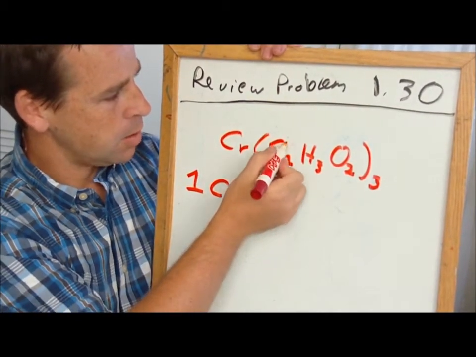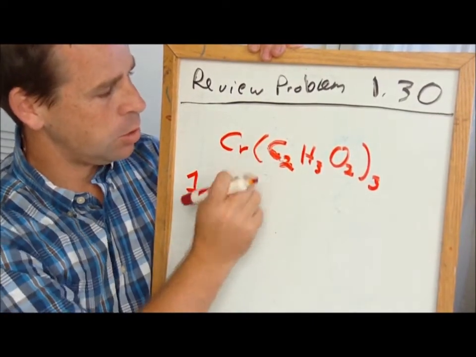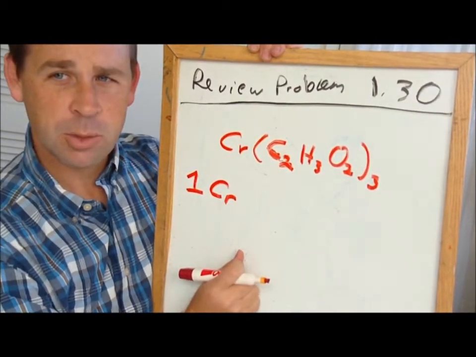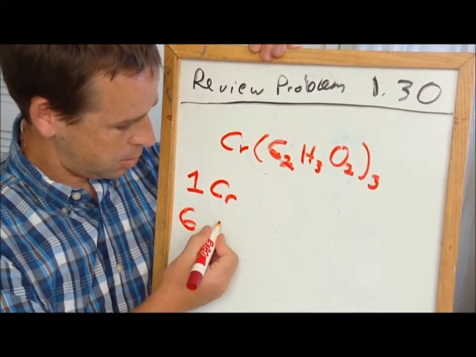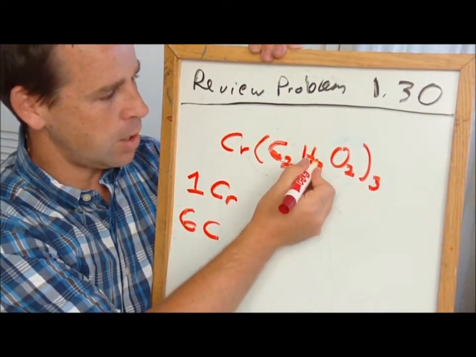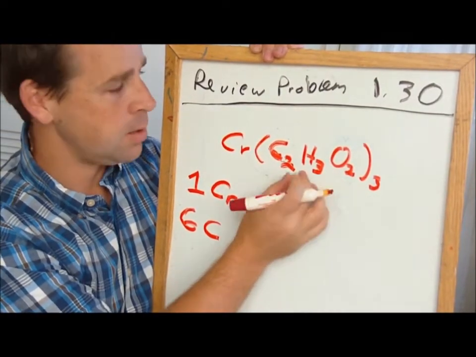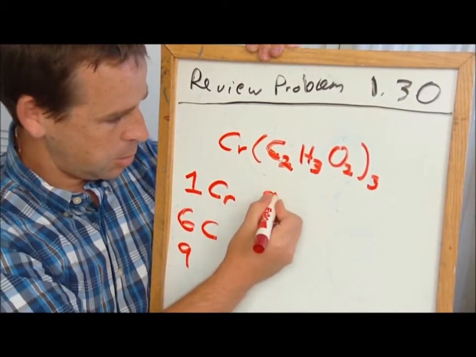For carbon, this carbon atom right here has a 2. There are 2 carbons in this parentheses, and there are 3 of these parentheses. So that means there's a total of 6 carbons. Hydrogen here, H: there are 3 hydrogens inside the parentheses, and there are 3 of those parentheses again. Therefore, there are 9 hydrogens. I'll put that up here.